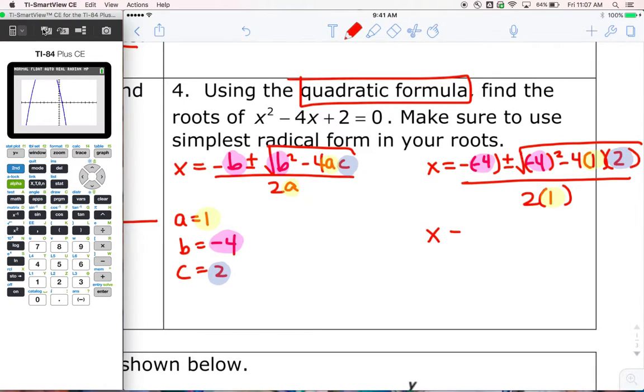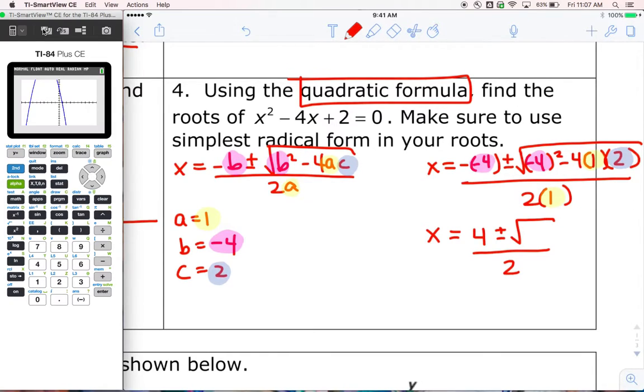So let's clean this up. I'm going to do it in 3 parts. I'm going to do the front first. What is negative negative 4? Well, that's positive 4. You can think about it as the opposite of B. Now we got our plus or minus sign. We got our square root. I'm going to deal with that in a minute. And on the bottom, we got 2 times 1, which is 2.